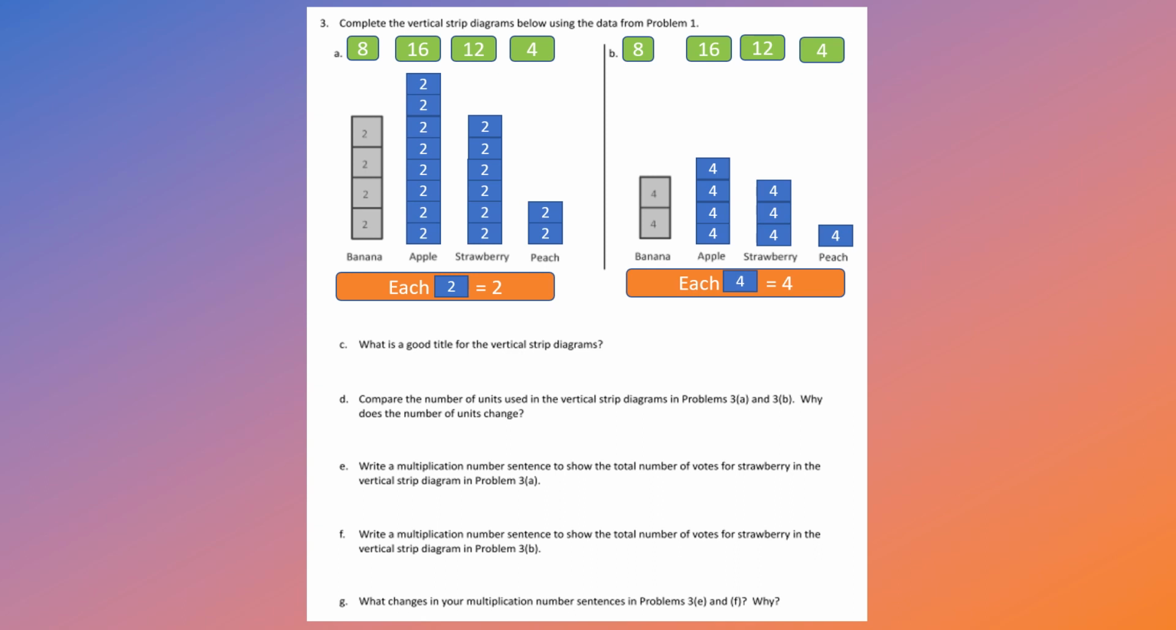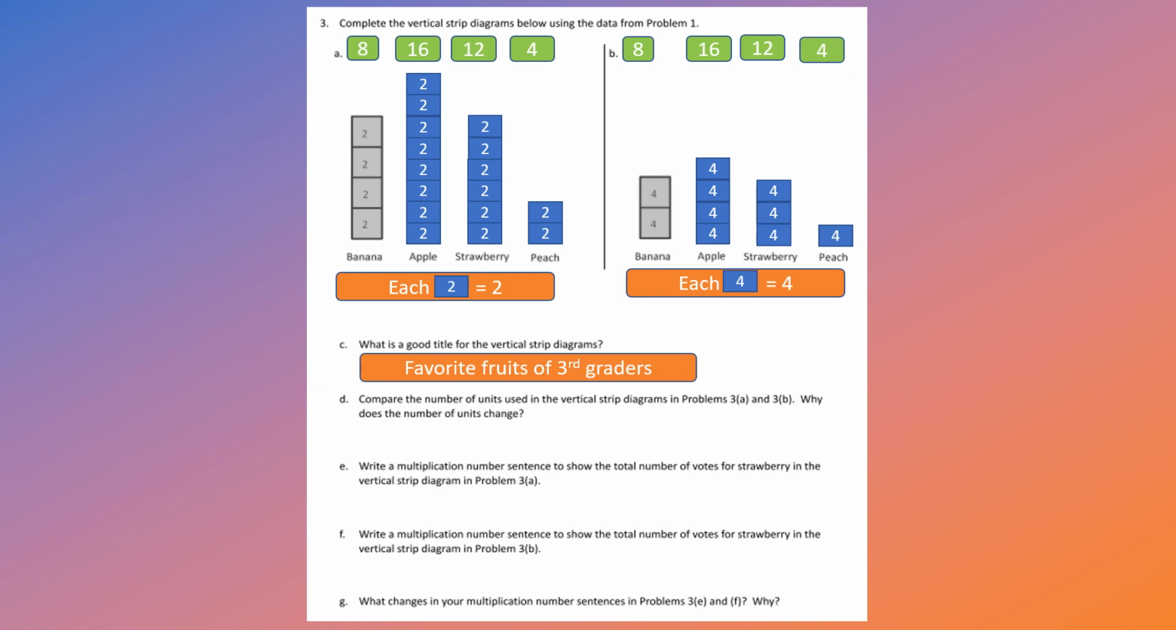Question C says, what is a good title for the vertical strip diagrams? Well, I figure if it's not broke, don't fix it. Let's use the same exact title from the data table, which is Favorite Fruits of Third Graders. Why change it? It's representing the same thing, so keep the same title.